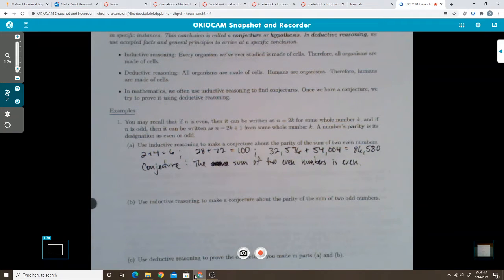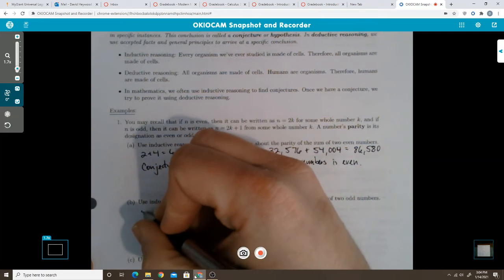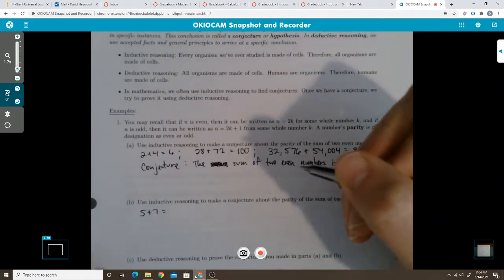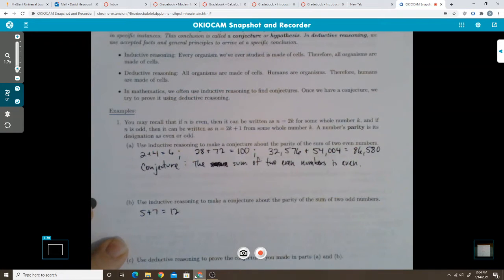Part B says, use inductive reasoning to make a conjecture about the parity of the sum of two odd numbers. Okay. So now we have to add odd numbers. Let's do, again, we'll start with something small. Maybe we can do like 5 plus 7. Okay, so 5 plus 7 equals 12. So right off the bat, based on our previous result, when we added two even numbers, we got an even number. So you might expect that when you add two odd numbers, you get an odd number. But right off the bat, we see that that's not true, right? When we add two odd numbers, it looks like we got an even number.